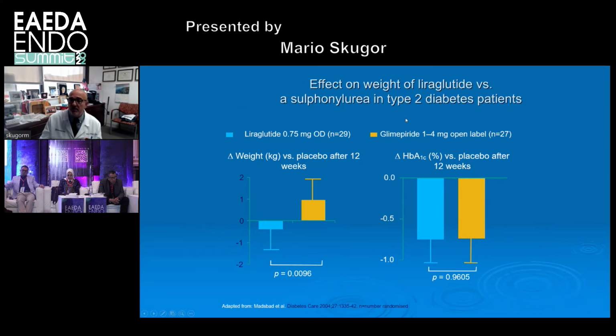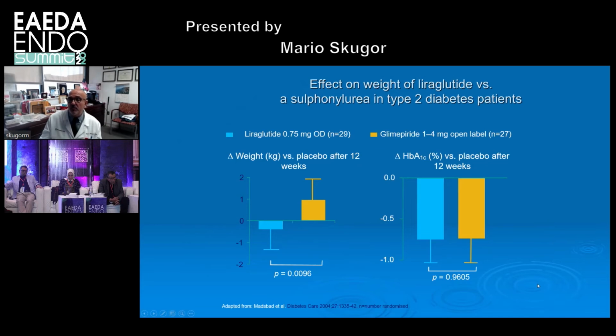The second GLP-1 analog that was put on the market was liraglutide. Looking at treatment for type 2 diabetes, as you can see, when you compare the use of liraglutide with the use of glimepiride, there is some decrease in body weight with liraglutide versus an increase in body weight with sulfonylurea.